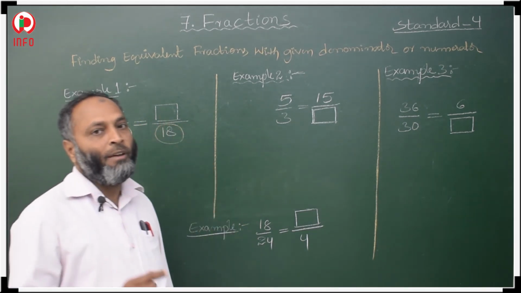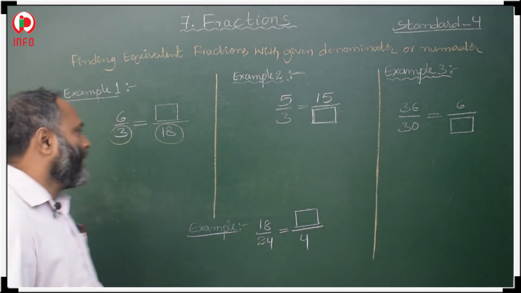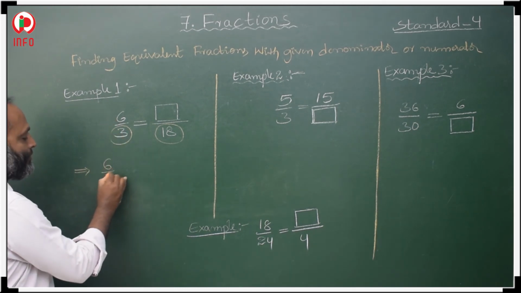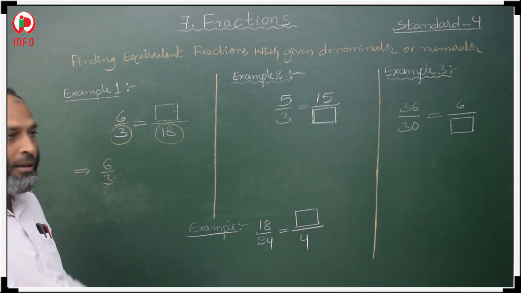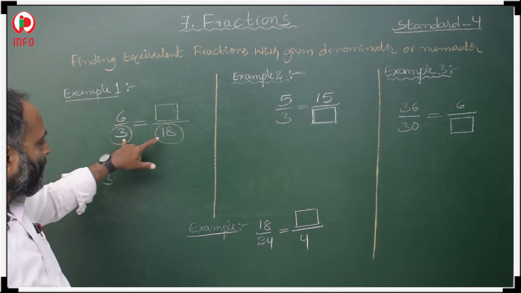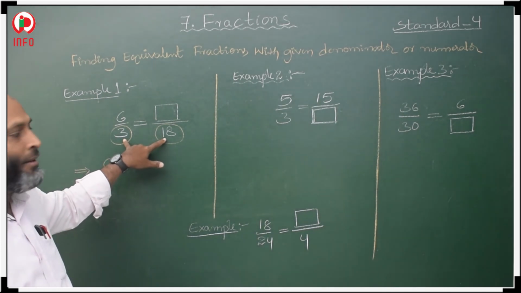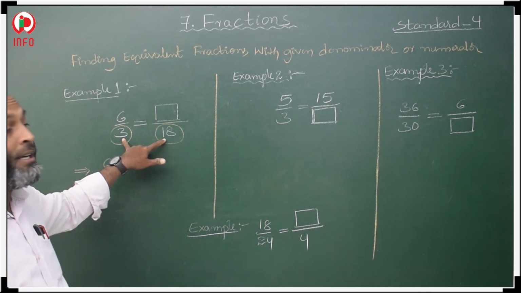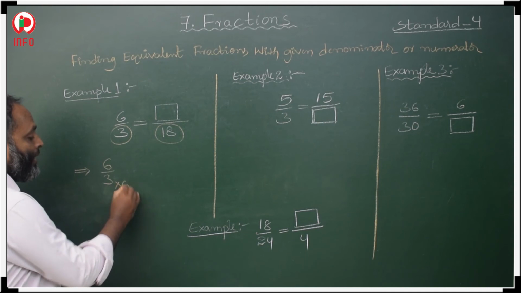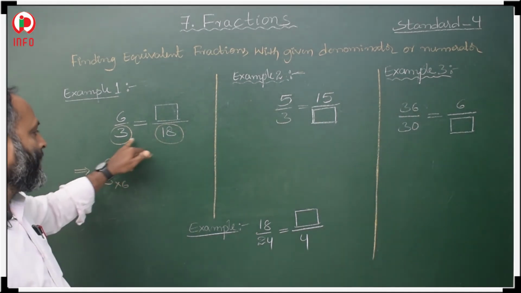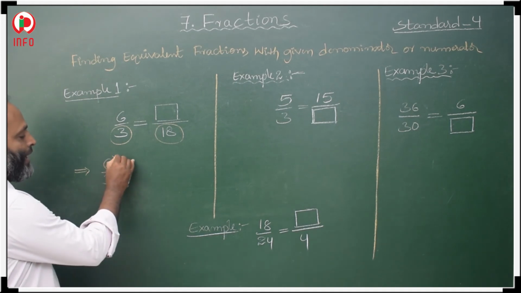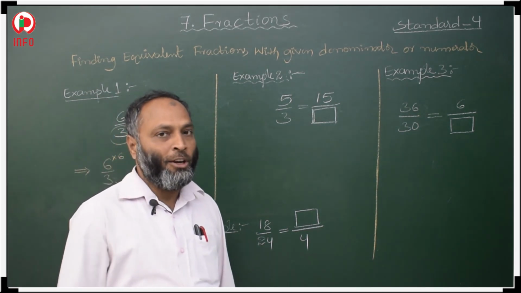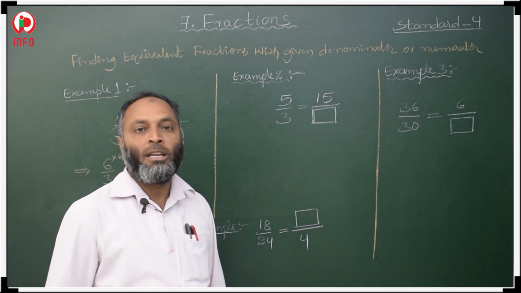When we have to find a bigger numerator, that means we have to multiply. In which number do we multiply? First, we take the known fraction. Then in the 3 table, we check when we get 18. 3 fives are 15, 3 sixes are 18. If we multiply with 6, we get 18, so we have to multiply the numerator also with 6. With the same number we multiply numerator and denominator, then we get an equivalent fraction.